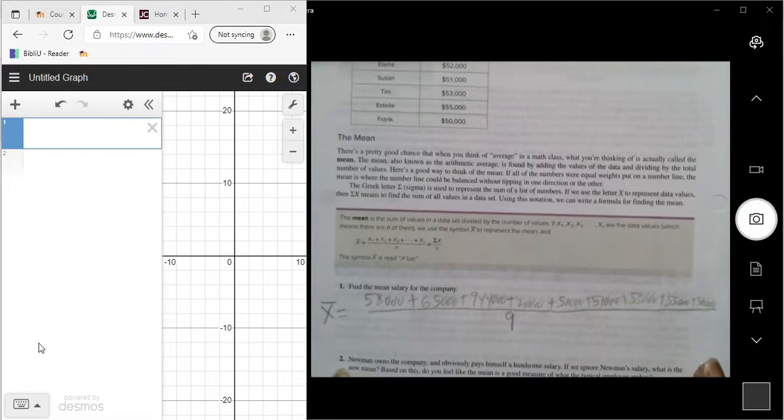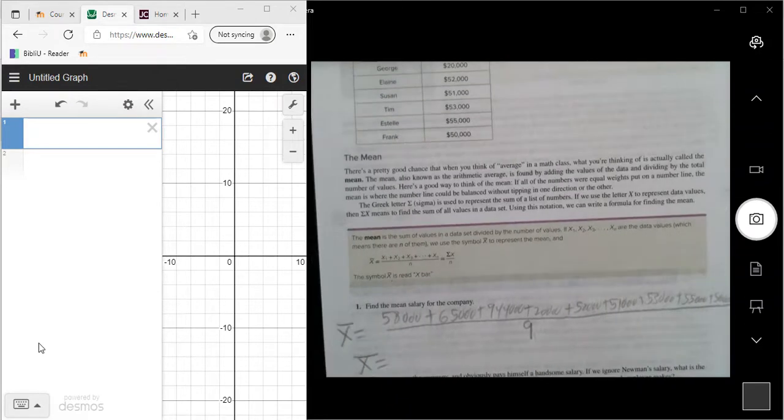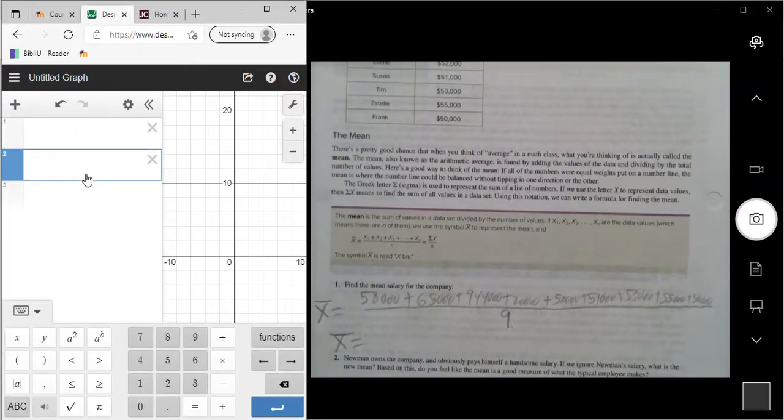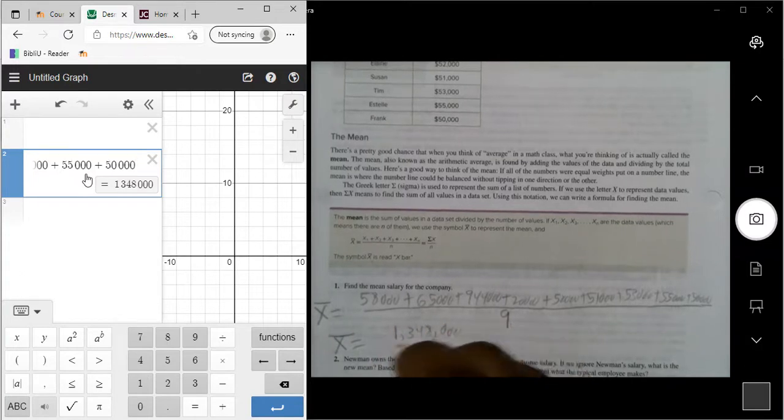So remember how I told you, you add up all the values and divide by how many values you have. So the mean is equal to, if we add up all of these values, let's see, we have 58,000 plus 65,000 plus 944,000 plus 20,000 plus 52,000 plus 51,000 plus 53,000 plus 55,000 plus 50,000. So that gives you a total of 1,348,000 divided by 9.